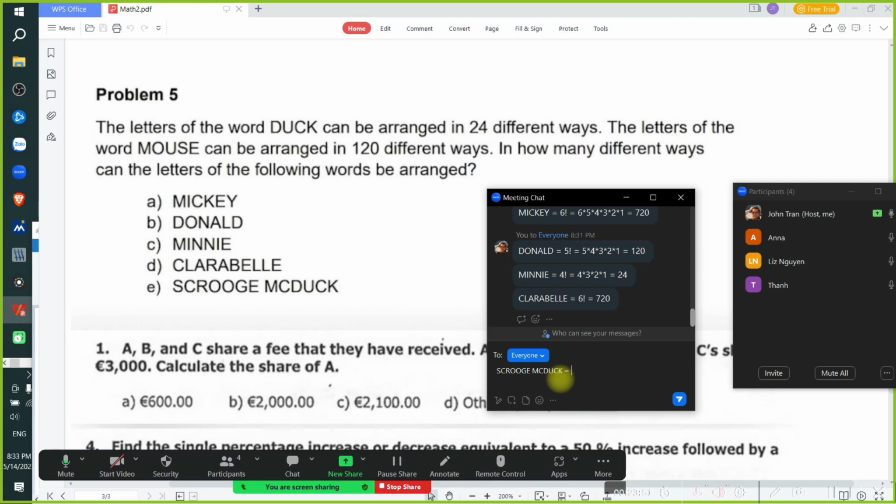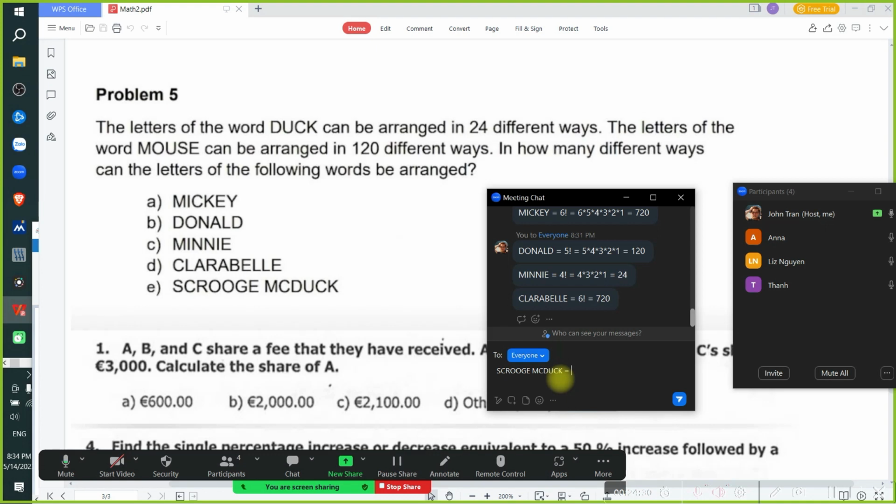So what is repeating here? 10 factorial. Okay, so you have C repeating. You have O repeating. Anything else? C and O are repeating, yes. Okay, next it's S, R, G, E, M, D, U, K.